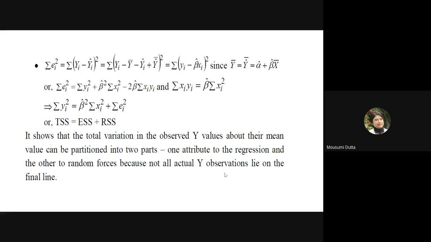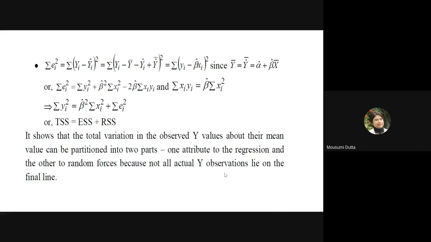So as we increase the number of explanatory variables, there will be an improvement in the explanatory power of the model. So R square will improve.